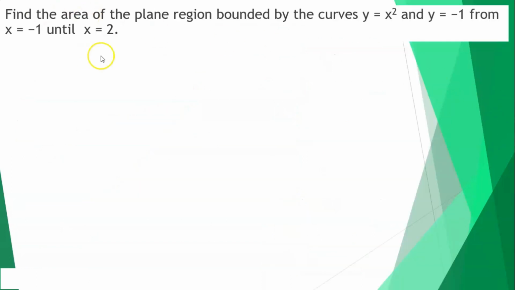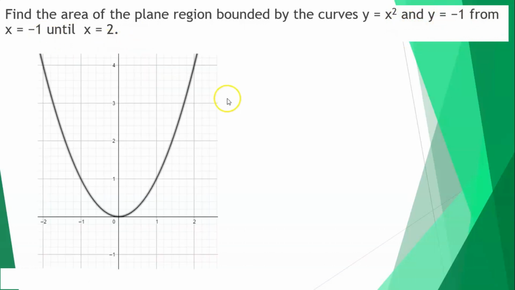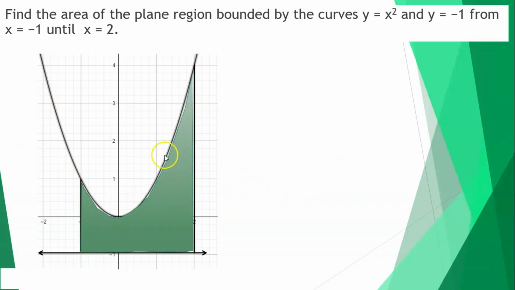Okay, another. Find the area of the plane region bounded by the curves y is equal to x squared and y is equal to -1 from x = -1 until x equals 2. So graphing this, this is the graph for y equals x squared. Then y equals -1, so this is our lower limit. Then we start from -1 until positive 2. So what's the area of this region?